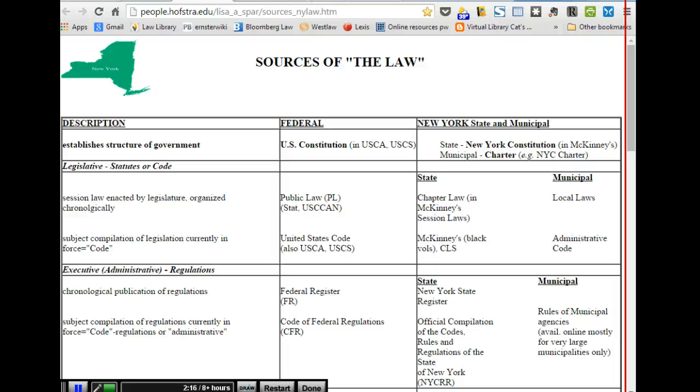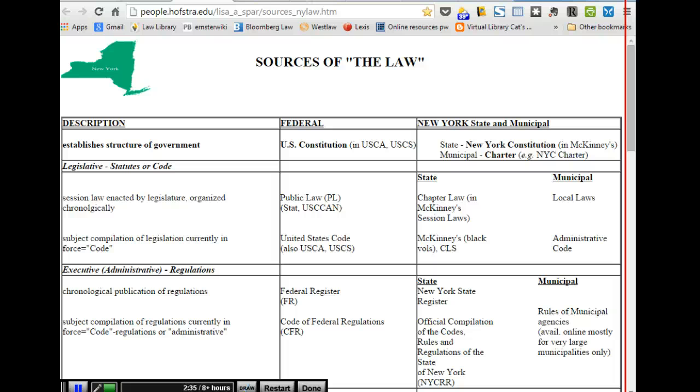Okay, so on this chart, and I have it up here, you have a handout. By the way, the links of the two handouts you have are on the course website under handouts. Actually, the Sources of the Law is a web link because this is, as you can see, also a web page.